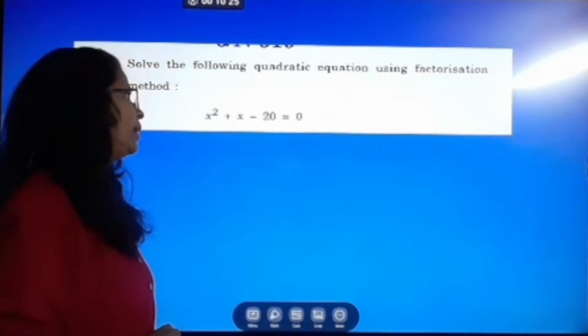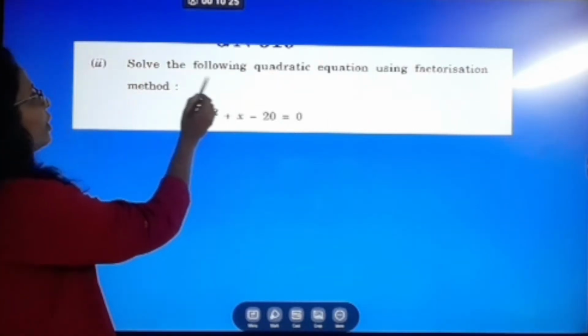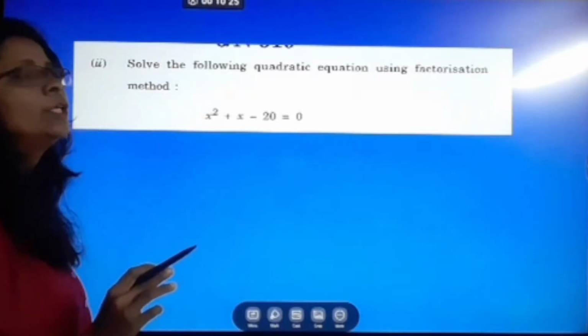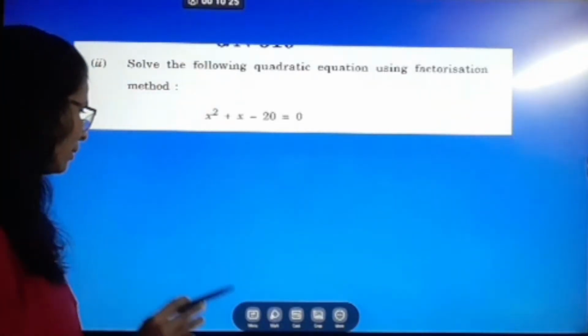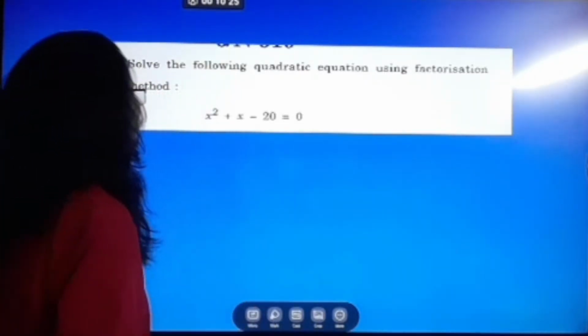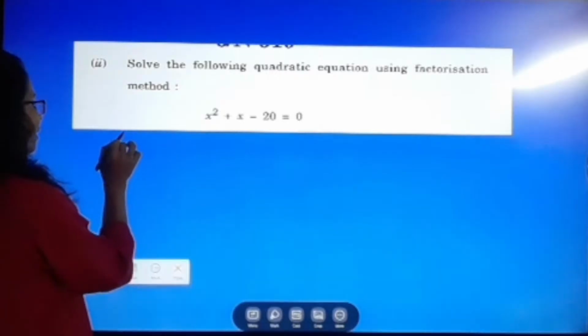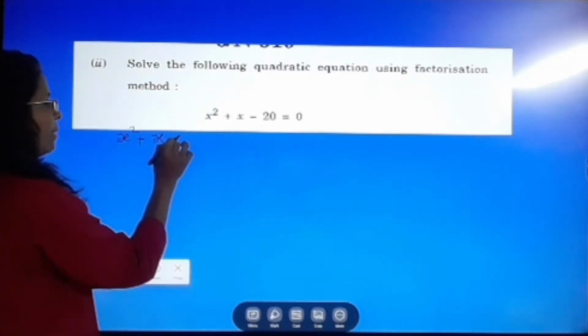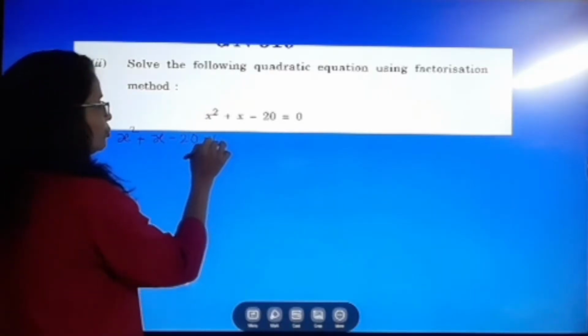Okay, next one: solve the following quadratic equation using factorization method. Using factorization method, yes, students. So first we write down the quadratic equation here: x square plus x minus 20 is equal to 0.